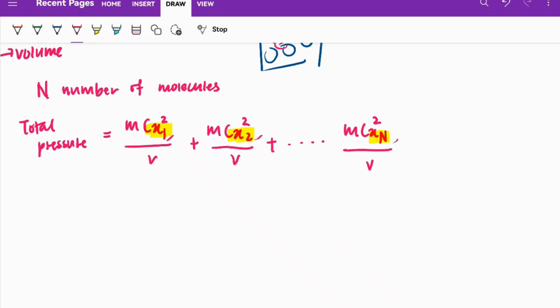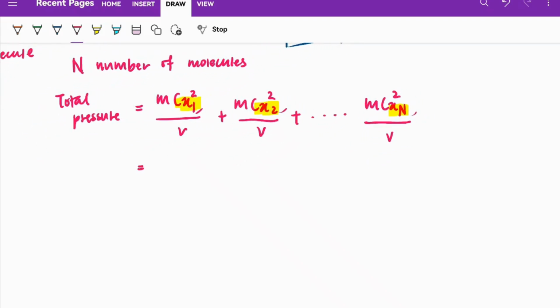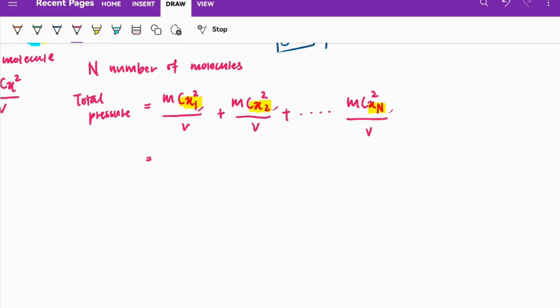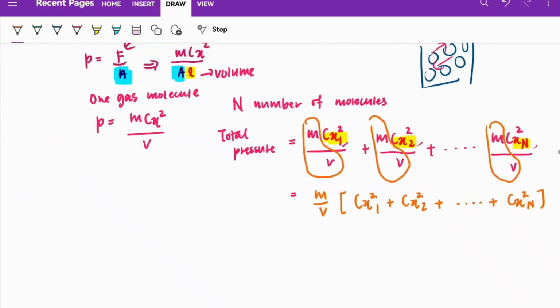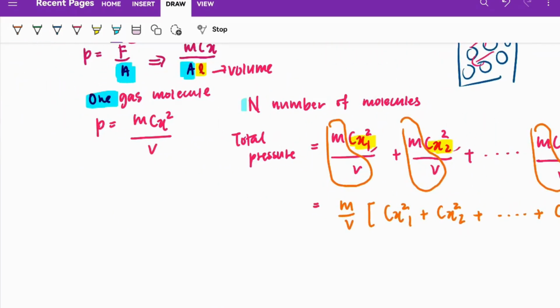So if I rearrange this formula, I can actually take out mv, because they are like terms, all of them have mv. So I can take out mv, and I will have cx square 1 plus cx square 2 until cx square n. Okay, guys, any idea so far? This is for one gas molecule. This is for n number of molecules, when you have n number of gas molecules.